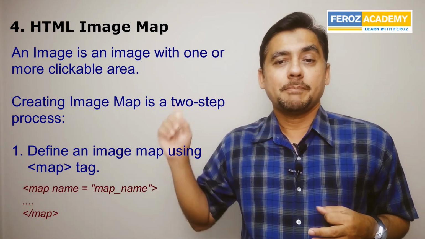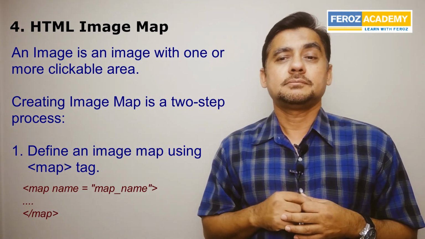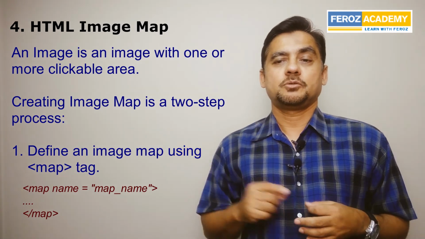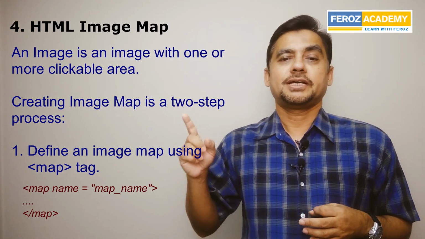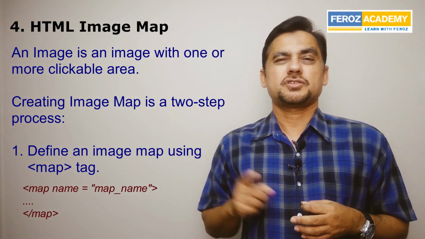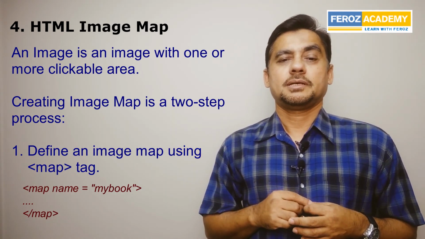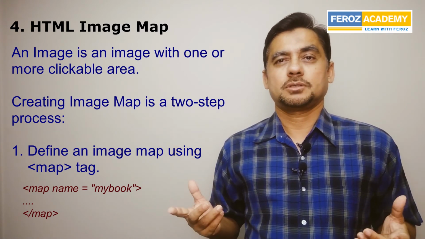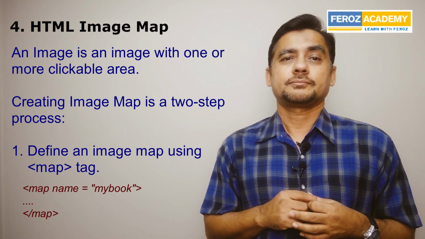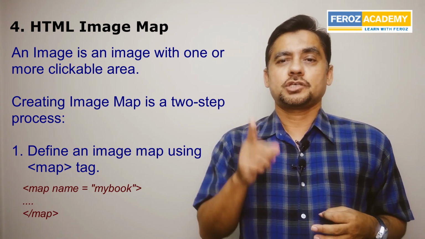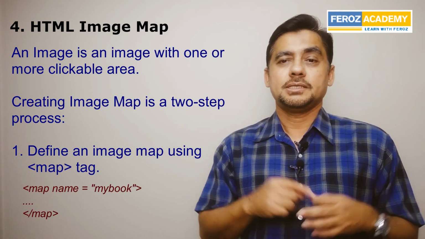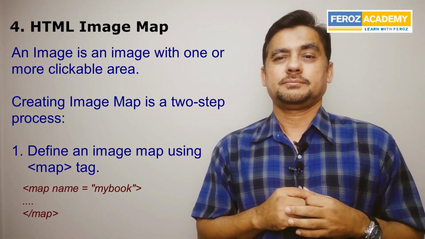The HTML map tag is a container tag. In the map tag, you have to use the name attribute to specify the name for the map, which will be used as a reference for the image. Let's say the name of the map is My Book. Since the image will have different clickable areas, we have to define each clickable area using the HTML area tag inside the map tag.